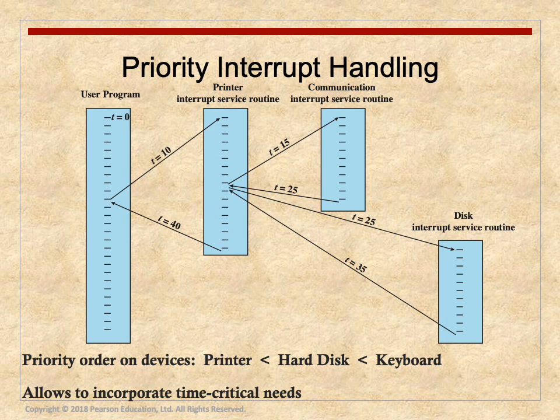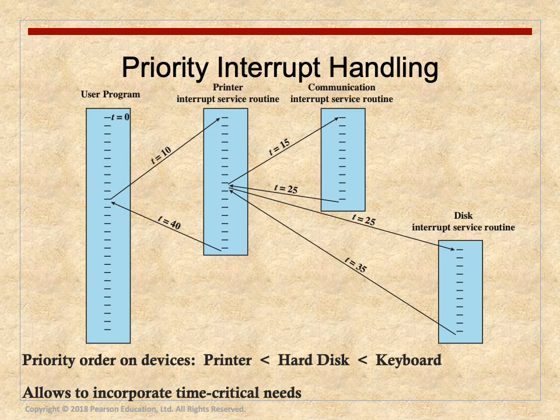Now, while the communication interrupt service routine is running, a third interrupt signal comes in. This interrupt signal is caused by the hard disk. The hard disk has a lower priority than the keyboard communication device. Therefore, the disk interrupt service routine has to wait until the communication interrupt service routine has terminated. And this happens at time step 25.